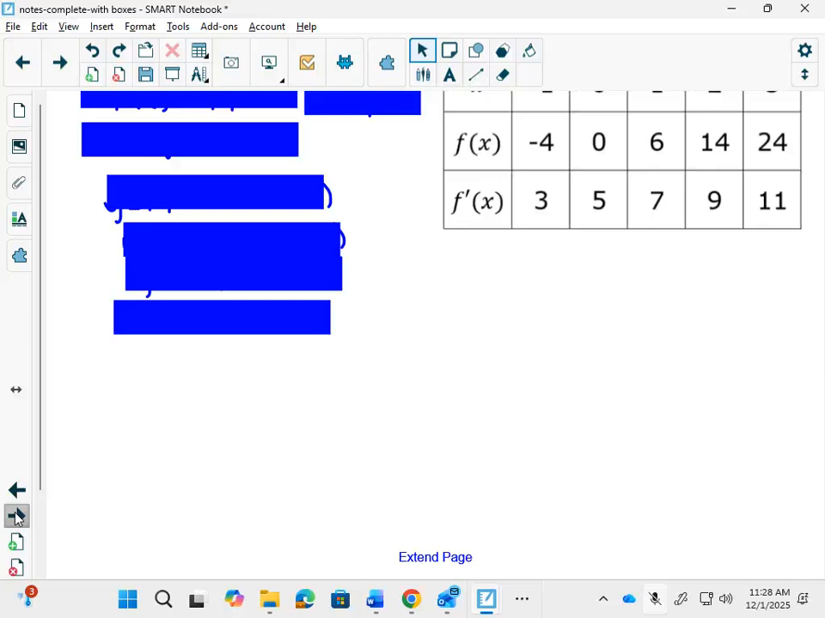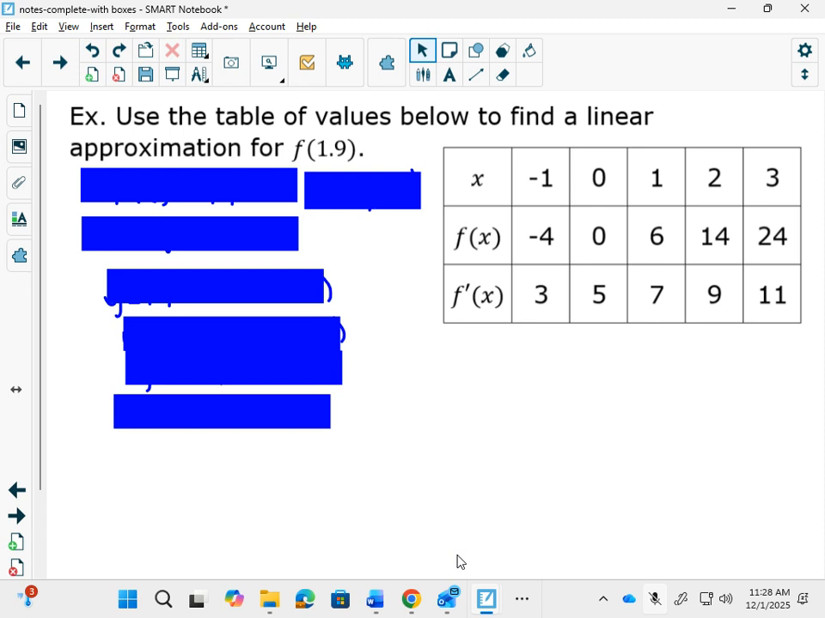All right, next question here. Use the table of values. This is a favorite AP style question. A little bit devoid of context, so you're not allowed to use any of your extra calculus. To find a linear approximation for 1.9.